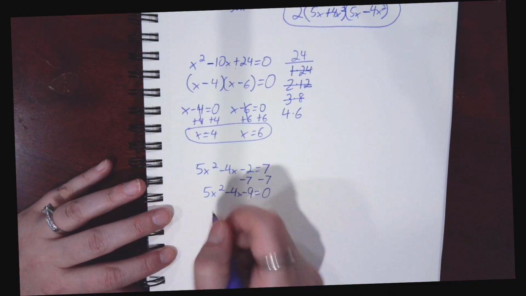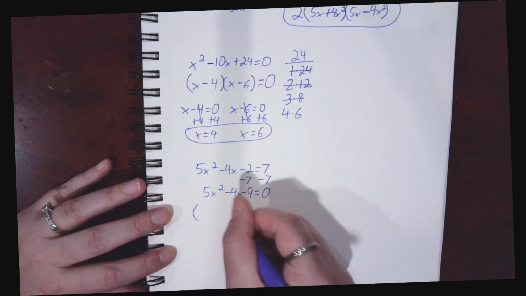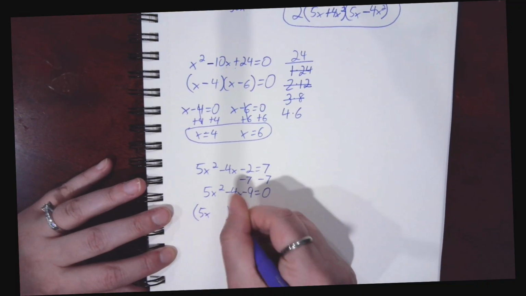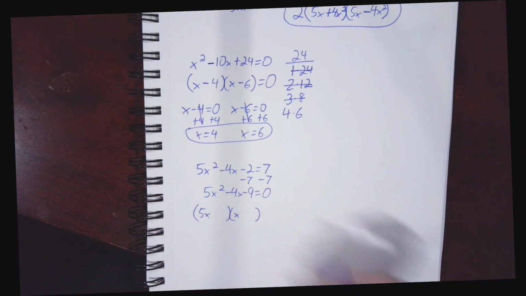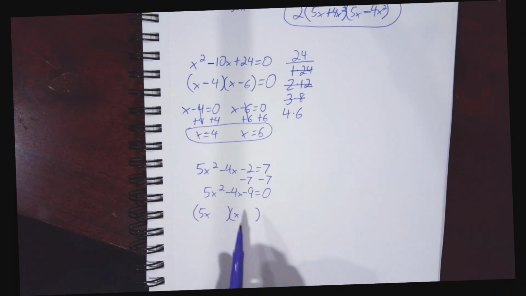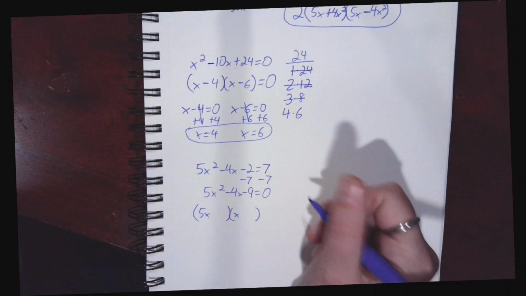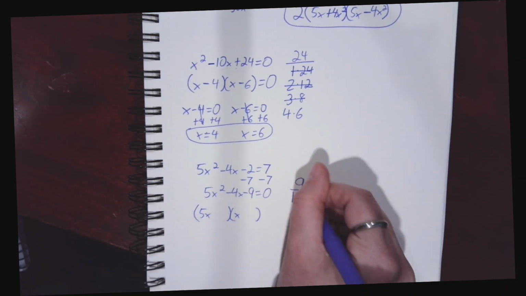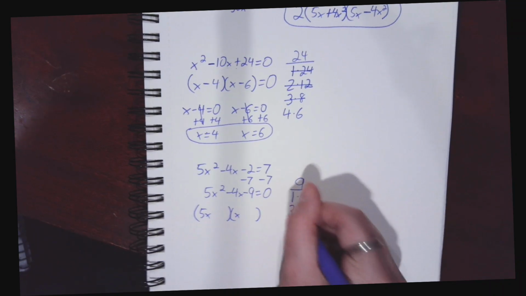Okay, that is prime. So I know I'm going to have one that's going to be 5x, and I know I'm going to have one that's x. I need to make 9. And when I add the numbers together, I get a negative 4. So let's look at the ways to make 9. To make 9, I'm going to do 1 times 9, or I'm going to do 3 times 3.